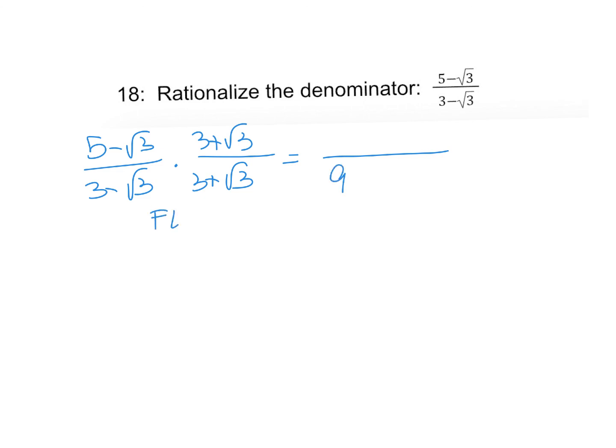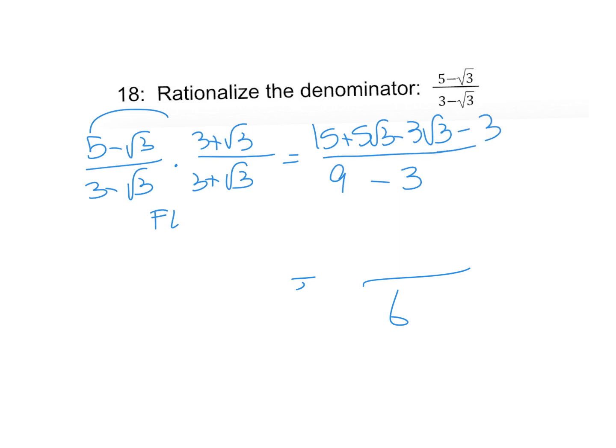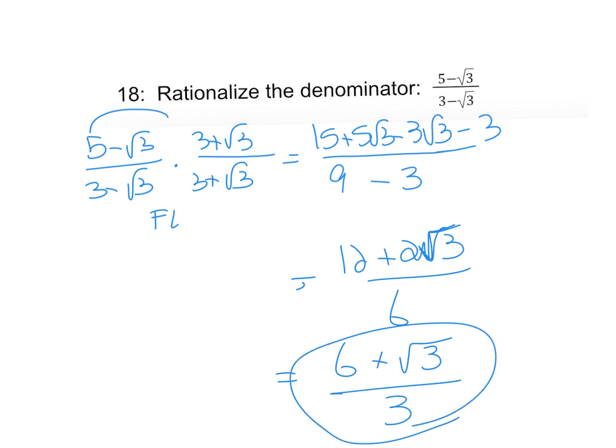3 times 3 is 9. If you multiply square root of 3 times square root of 3, you get 3. 9 minus 3, I'm going to end up with 6 down here. My numerator, I'm doing FOIL: first, outer, inner, last. So I get 12 plus 2 square root of 3, by the way. Because I have a 12, a 2, and a 6, and all are even, I can take a 2 out of all those numbers. 2 goes into 12 6 times, 2 goes into 2 1 time, and 2 goes into 6 3 times, and there you have it, right there.